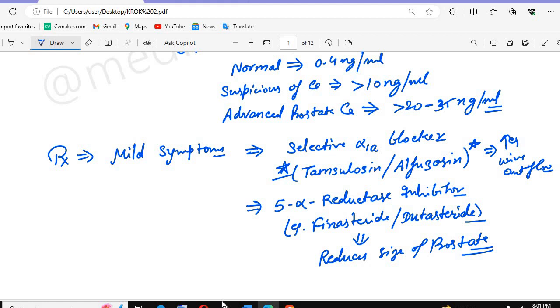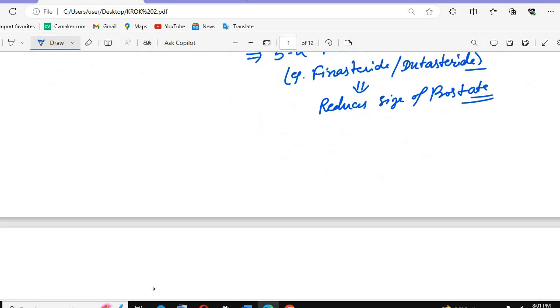If this is still not an adequate treatment, this is for the mild one, but if there are severe symptoms, then in that condition what will we do? We do the surgery, transurethral resection of the prostate, TURP. Okay, is that clear till now?